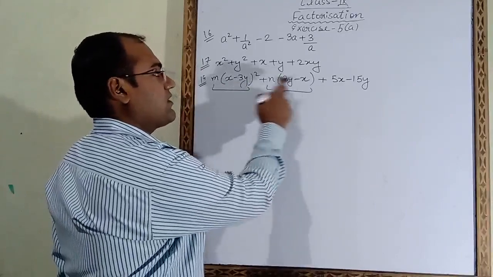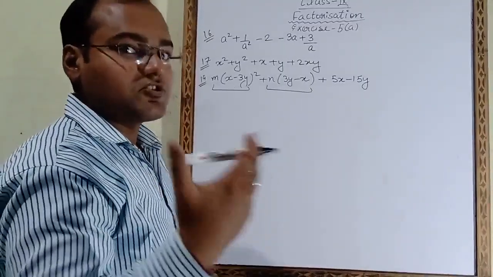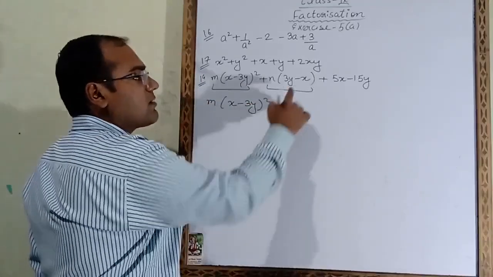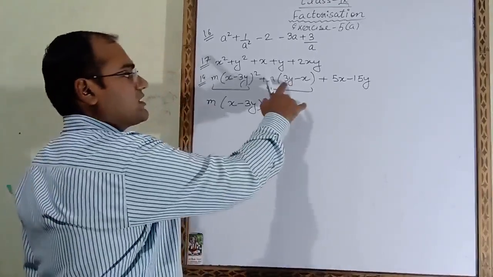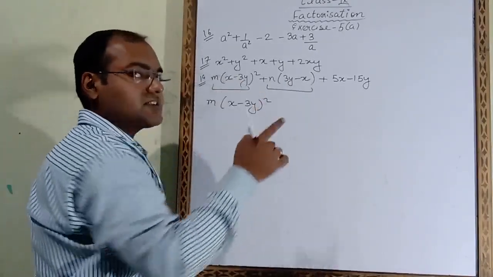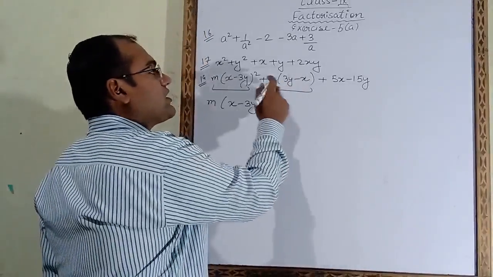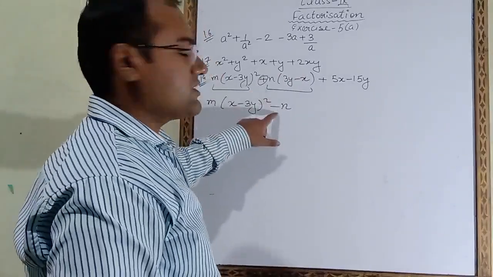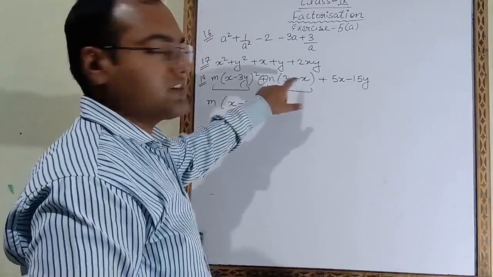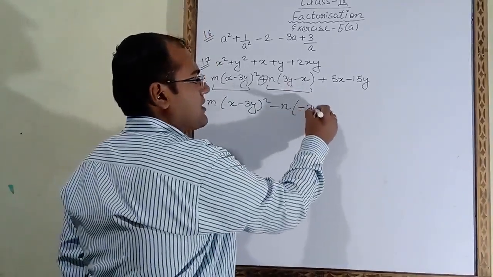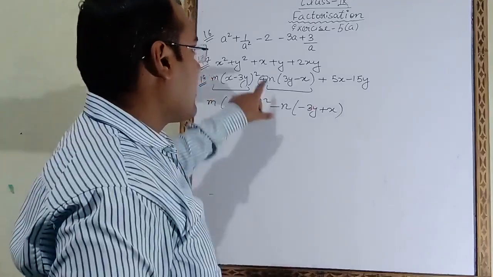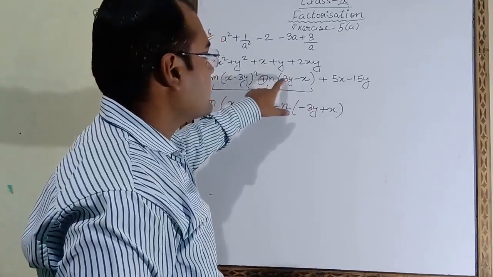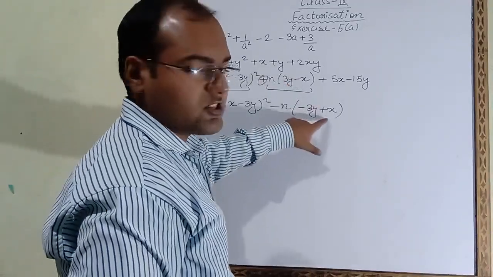Things are the same, x and 3y, but the signs are different. So what you have to do? This one we have to write as it is, m into x minus 3y whole square, but here we have to change the sign, because here it is 3y minus x and here it is x minus 3y. Signs are opposite. So in order to change it, this plus n we have to write as minus n. So this plus we will change to minus, and both signs we will change. So this will become minus 3y plus x. When we change this plus sign into minus, we have to change the sign of these two terms also. So this plus 3y will change to minus 3y, minus x will change to plus x.